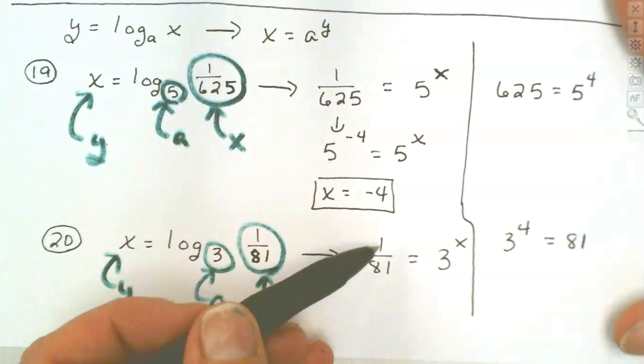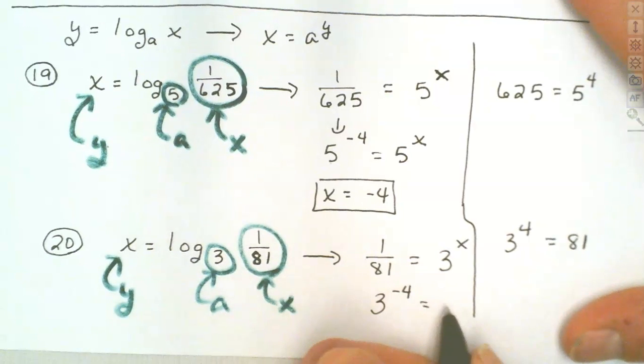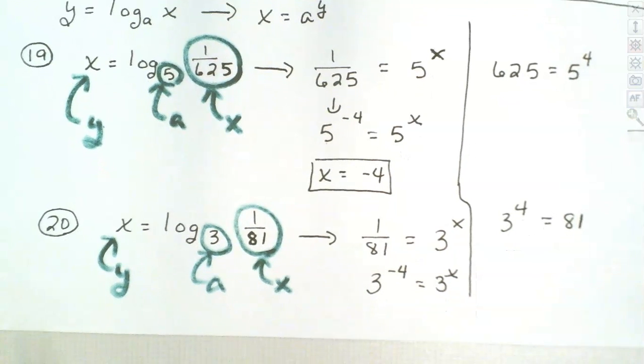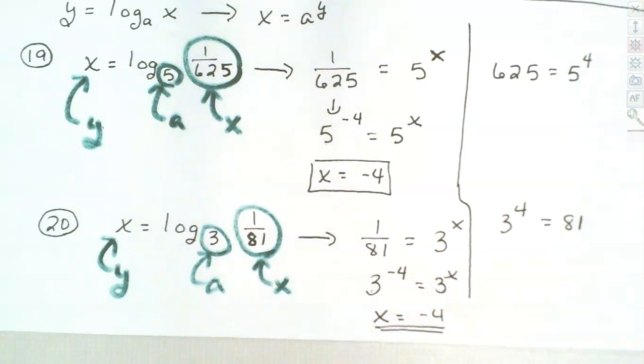We need to flip this fraction over. So that's going to make it 3 to the negative 4th equals 3 to the x power. And what do we know? We know the bases, the numbers below, are the same. So then the exponents must be the same. So now we have the same answer, which is x equals negative 4. So we transform them into an exponential, and then we solve that exponential.